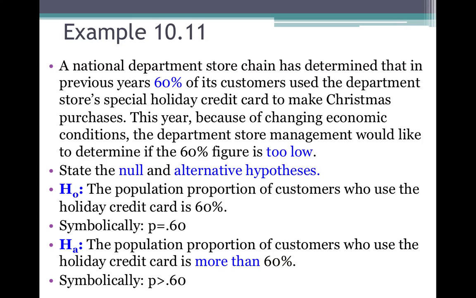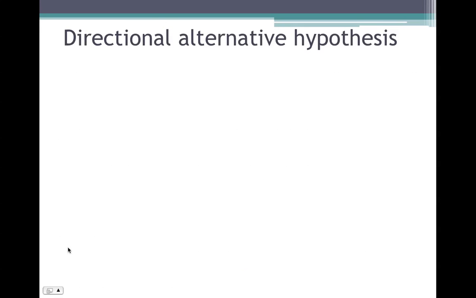Okay, so this is how we set up the null and alternative hypotheses for a population proportion test. And the previous example showed you how to set it up for a population mean test. That's going to carry us through the examples from chapter 11 when we get to the next lecture.